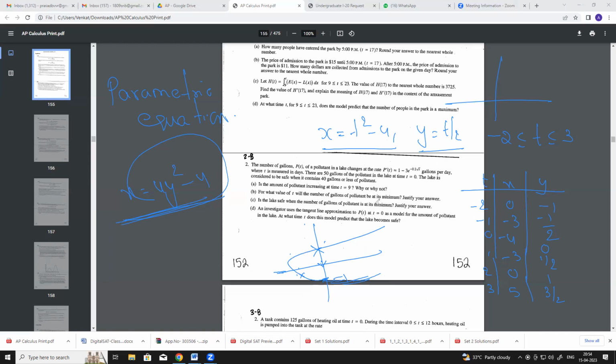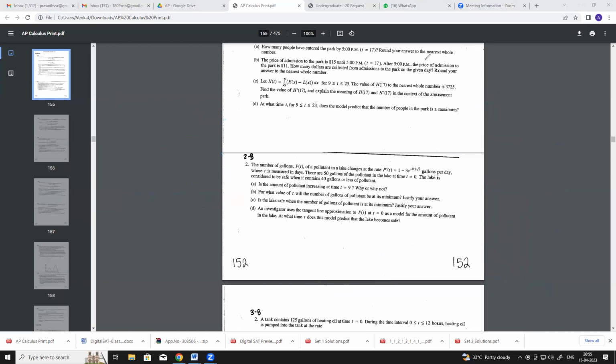Generally, they don't ask you to graph and everything. We need to form the relationship between x and y. When a parameter is given, we need to eliminate that parameter and try to graph it. You can use your calculators to draw the parametric graph if at all they have given one.